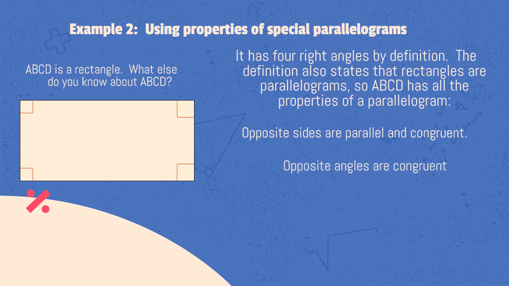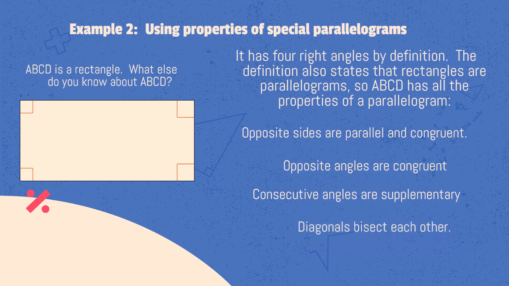Opposite angles are congruent. Consecutive angles are supplementary. That means that they add up to 180 degrees. And the diagonals bisect each other.